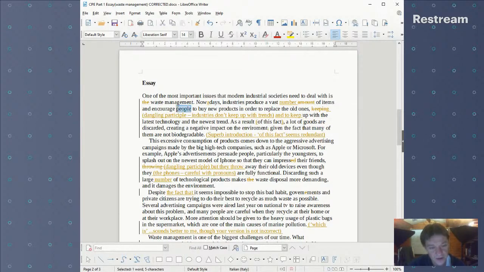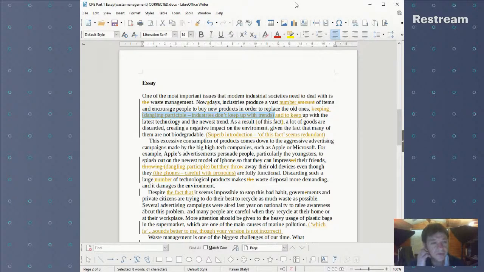Yeah, that's who is actually keeping up with the latest technology and the newest trend, and that's why technically this is a dangling participle. And I do advise you to avoid dangling participles in any academic essay, and certainly in CPE, because I've said before, we're trying to impress here.